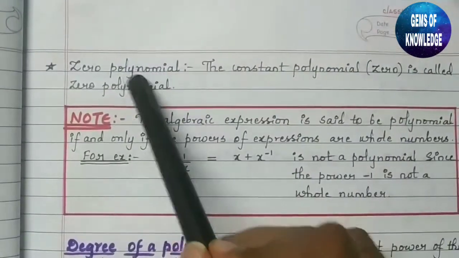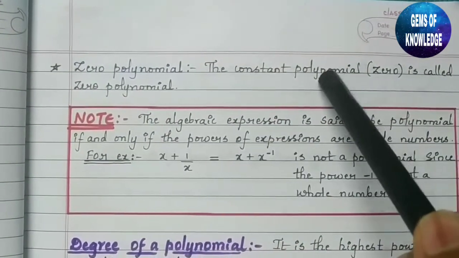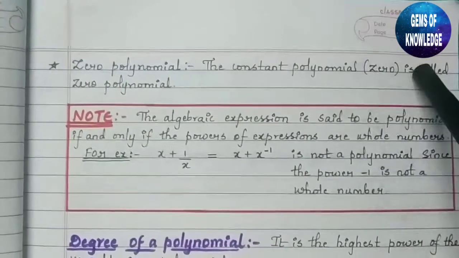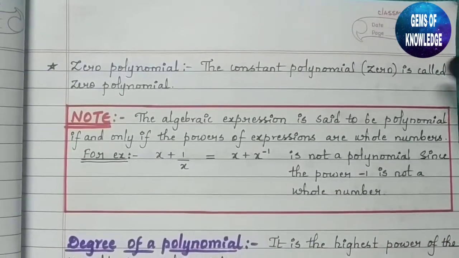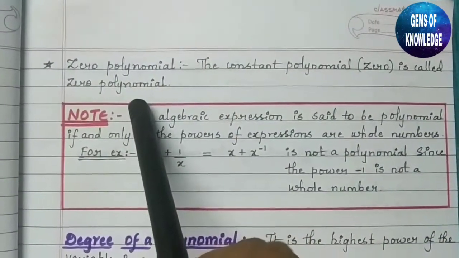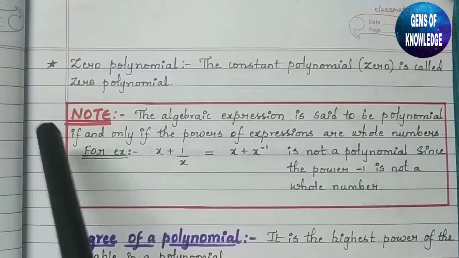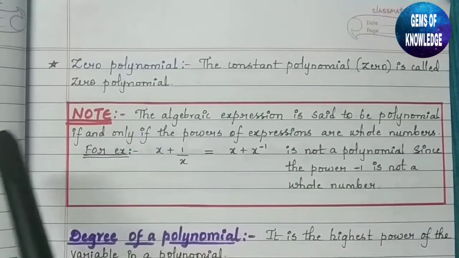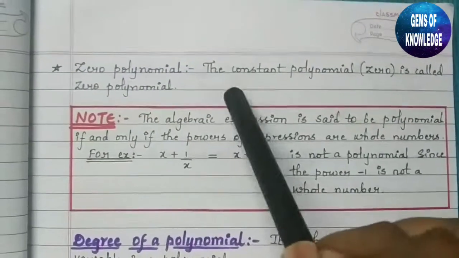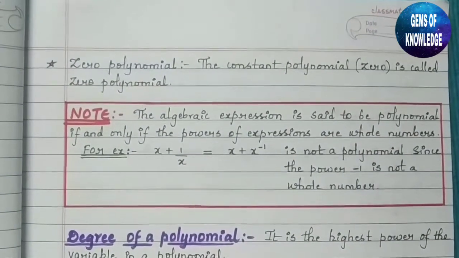Okay, but when it comes to zero polynomial, the constant polynomial must be 0. If it is 0, then it is called zero polynomial. Except 0, any other number is called constant polynomial. If it is any other number rather than 0, then it is called constant polynomial. And if the number 0 has been given, then it is called zero polynomial.